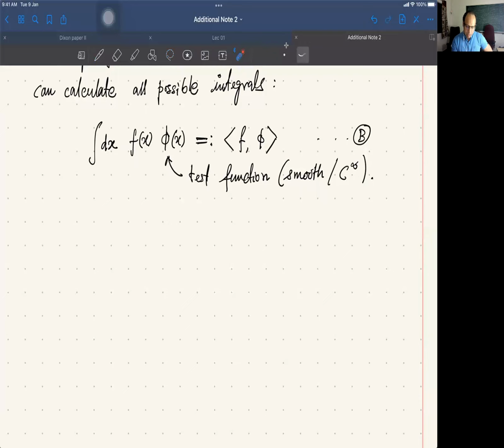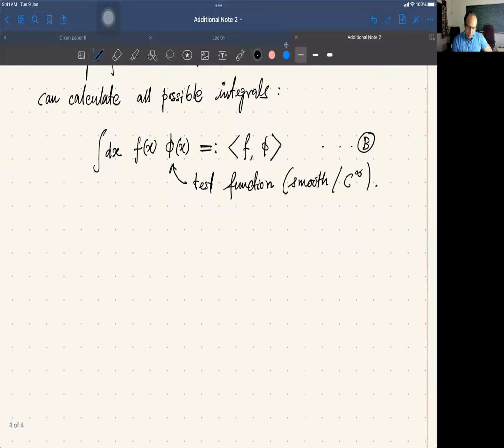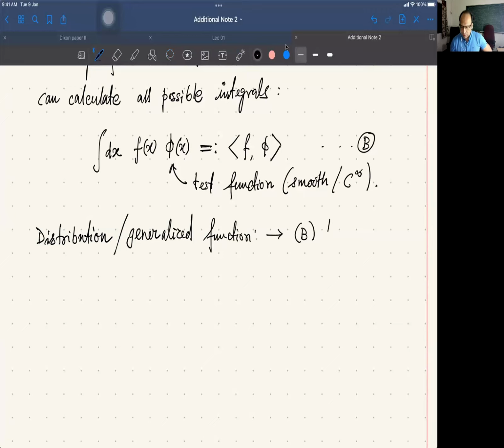Now, as I just said, A implies B, but not necessarily the other way. So a distribution, or a generalized function, is of that kind. A distribution or generalized function is something for which B exists but not A. There is no A type of description, and that's what a Dirac delta function is.